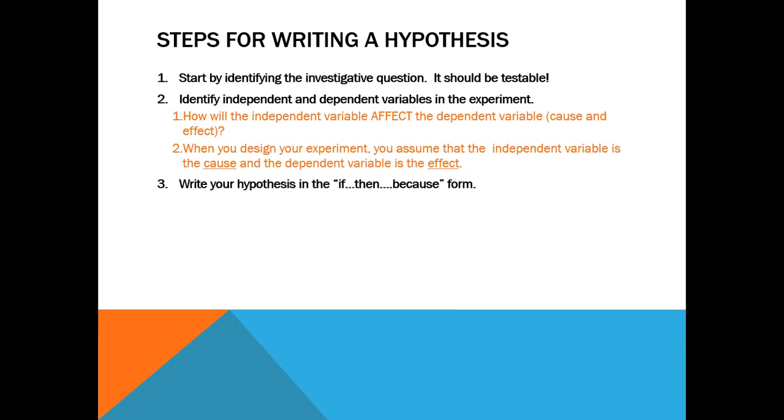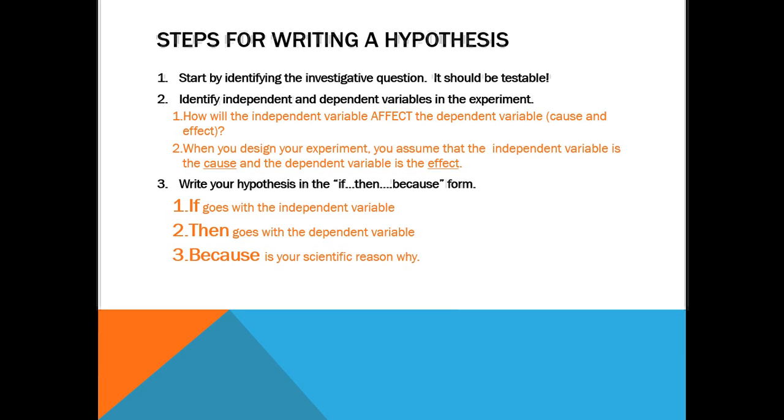And the third step is to use the if, then, because form when you write your hypothesis. These have significant meanings, these three parts to the hypothesis. The if is where you write about your independent variable. After the word then is where you write about your dependent variable. And after the word because is where you state your scientific reason for your thoughts.